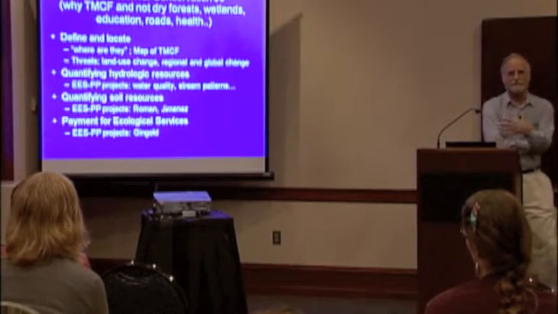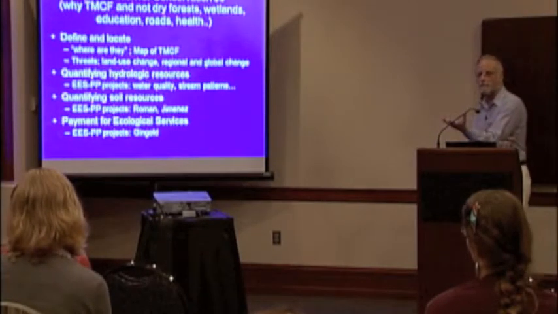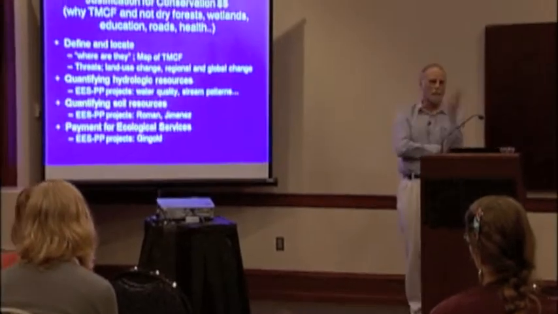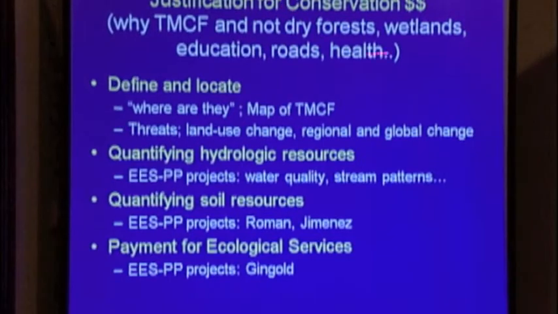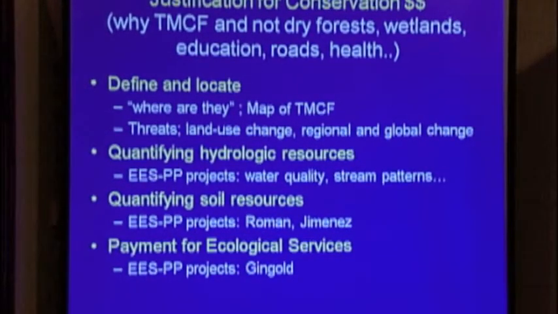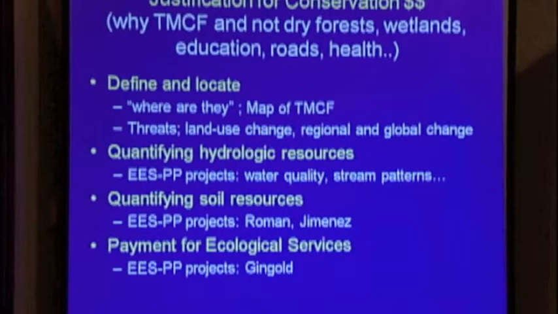Well, like all conservation and all types of natural resources, we have a limited amount of funds. What is the justification for conserving these? Why tropical montane cloud forest, but why not dry tropical forest or wetlands? Or why not put the money into education or roads or health? There's a lot of things we can spend money on. Ultimately, you have to justify why you want to do that.